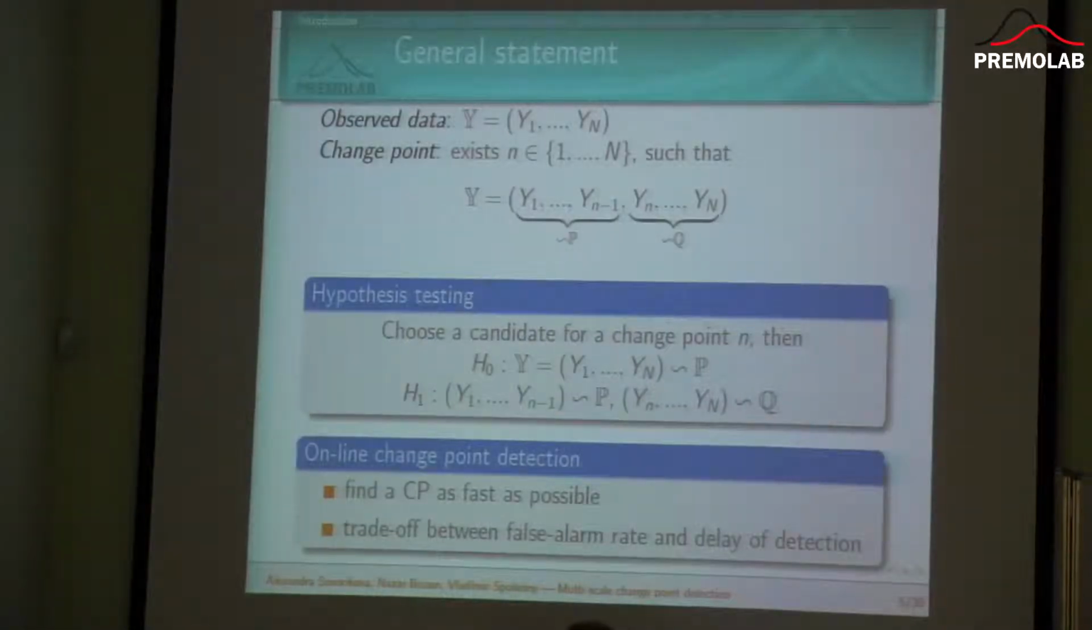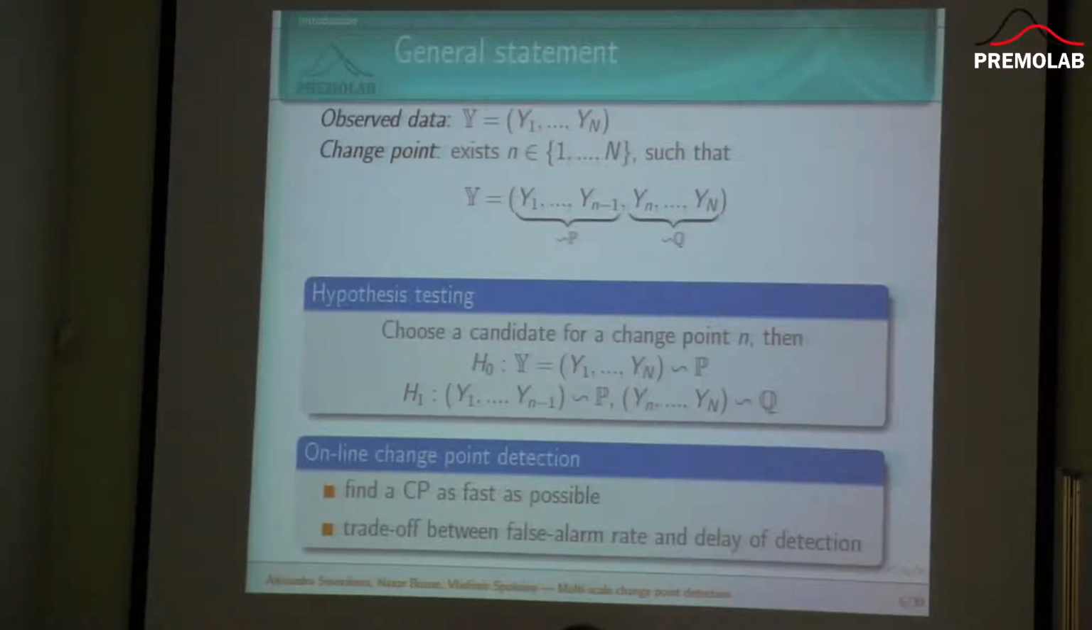Naturally, the problem can be stated as follows. Let Y be the set of observed data. We will say that there exists a change point N if all data before this time moment N were distributed according to some random law P, and after that moment it is governed by some other stochastic law Q. P or Q could be unknown.